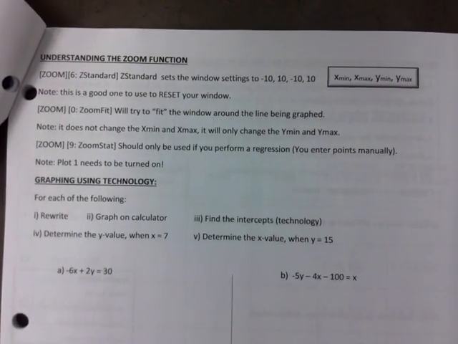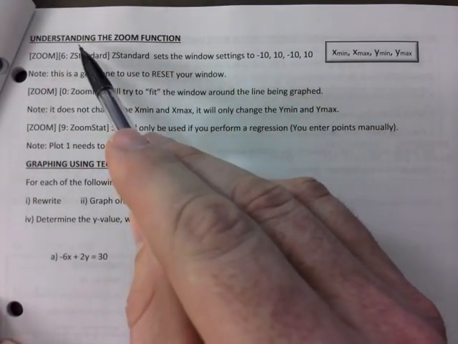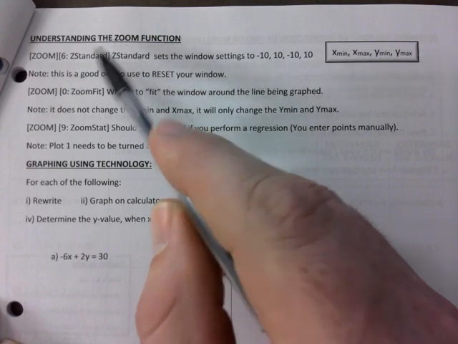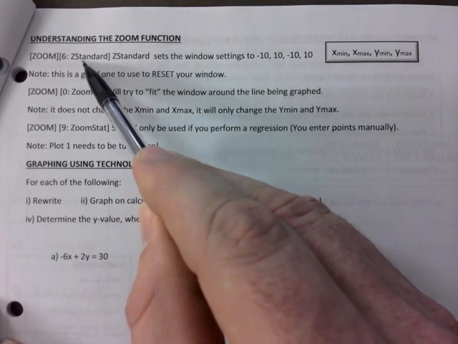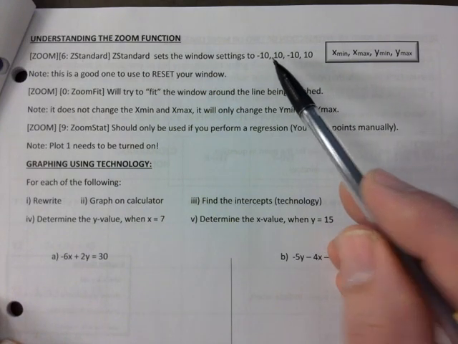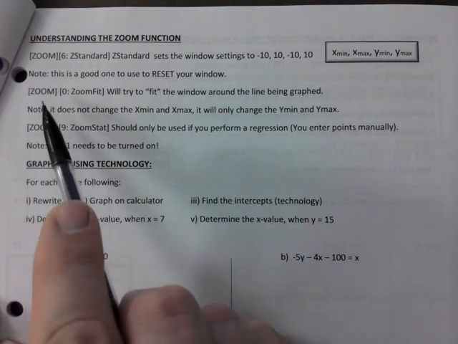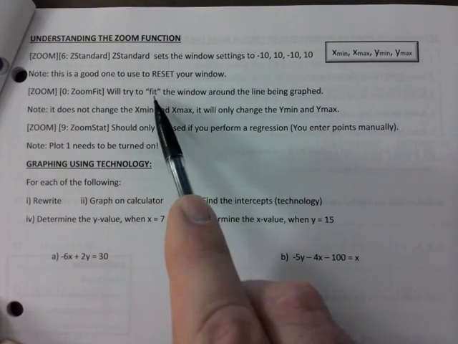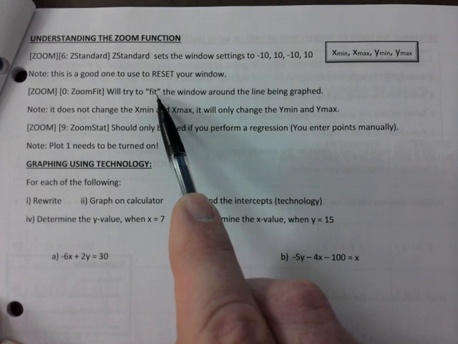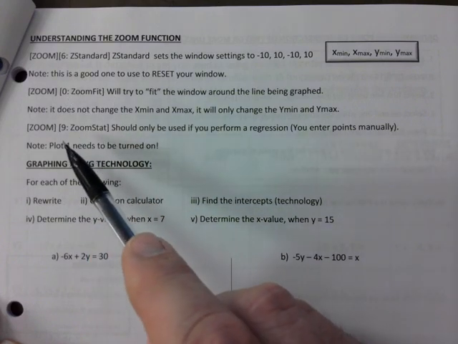So let's go to page 10. I will also just briefly skip over understanding zoom, right? So if you've got zoom standard, standard just gets you to a basic window where everything is 10 in every direction from the origin. Zoom fit often helps you out, but it doesn't completely solve your problem. You might still have to make some changes after it, but zoom fit is definitely something you may use.